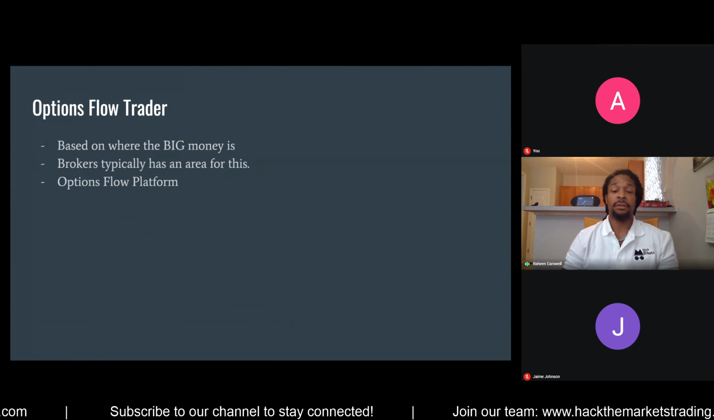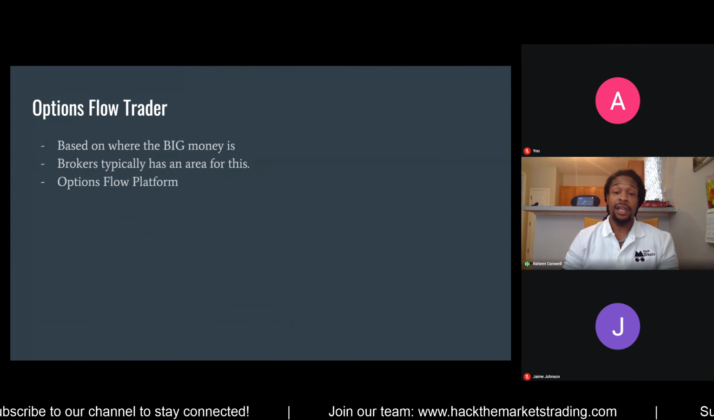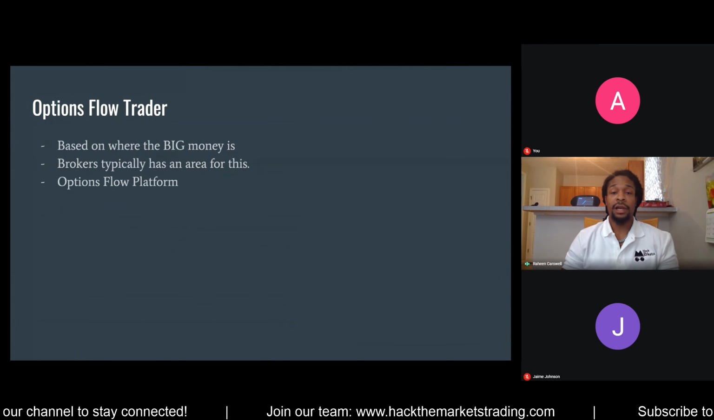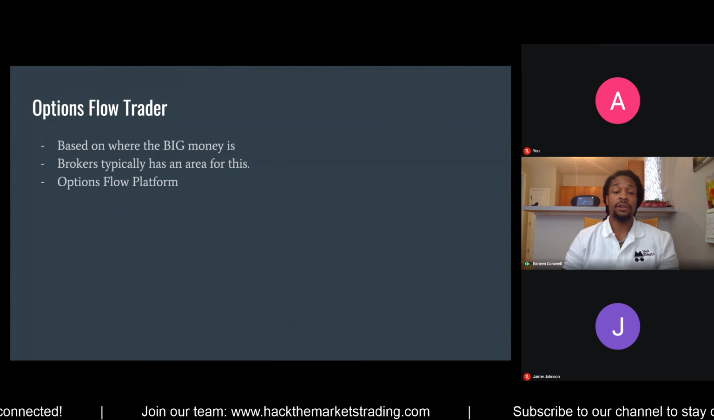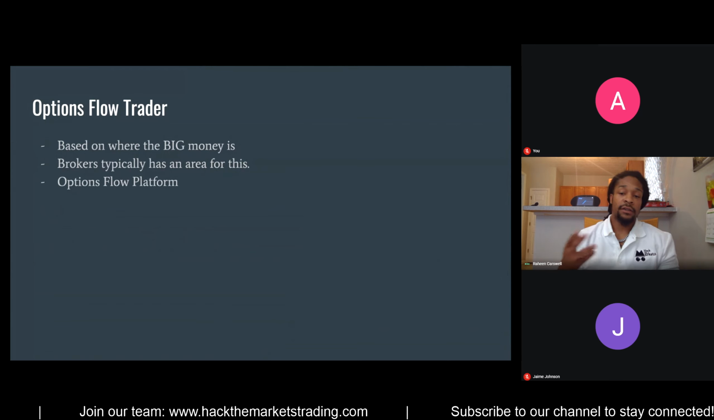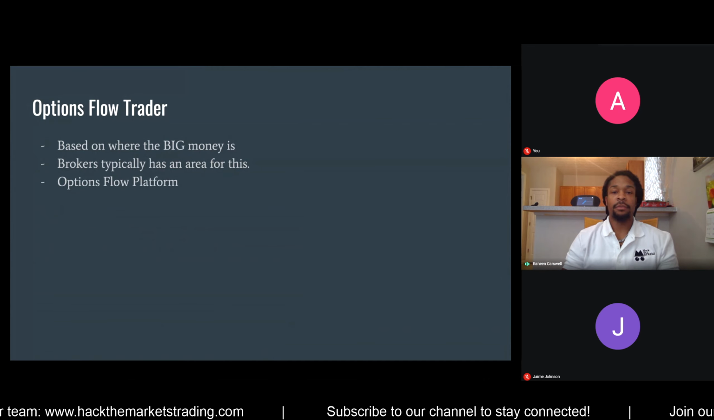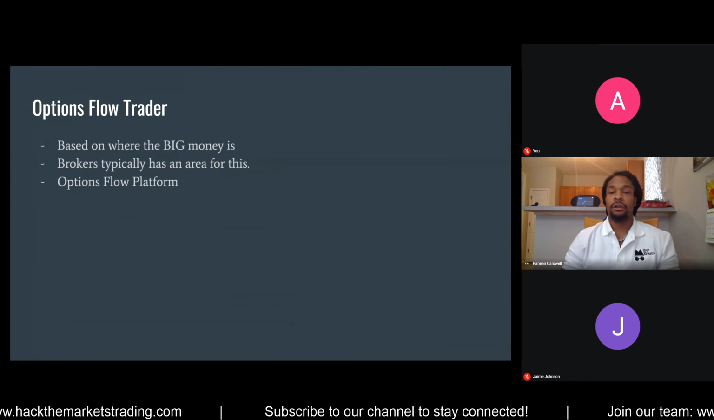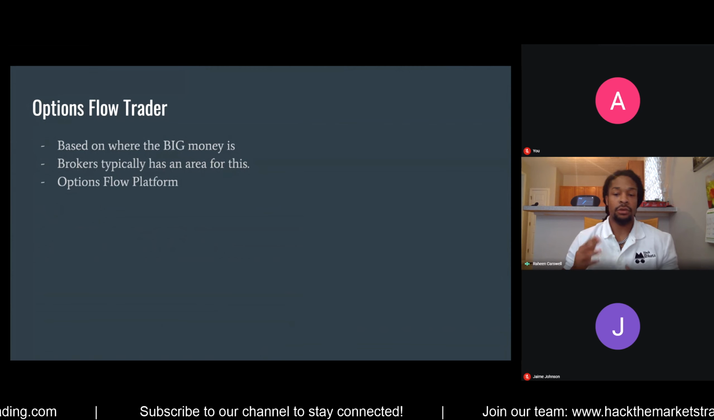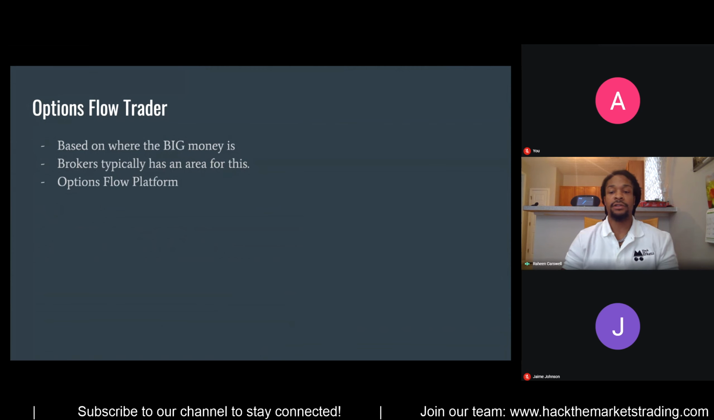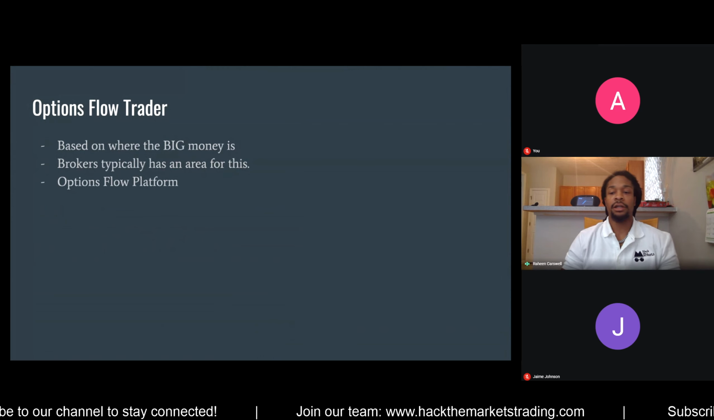And even if you cannot config, this is something that I kind of save for last with the options flow platform, because we plan on personally getting together a scanner and being able to give this service to anyone on our team. That way, you will not even have to figure out how to use the scanner. You can just go to use our platform, and we will already have top plays in there. So that's pretty much for the options flow trader, the big money.